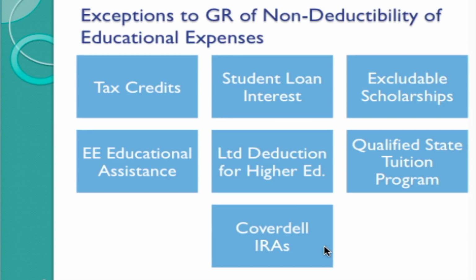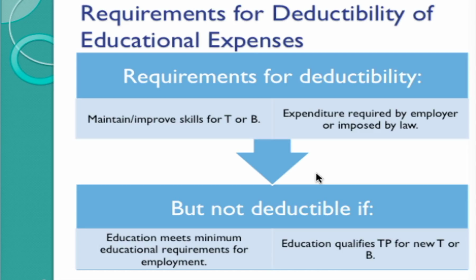These are just some of the exceptions to the general rule associated with non-deductibility of educational expenses. So that lets you know that in general, educational expenses are non-deductible with some of these exceptions, which we'll look at some of them here. So there is a general ability to deduct educational expenses basically as an unreimbursed employee expense.